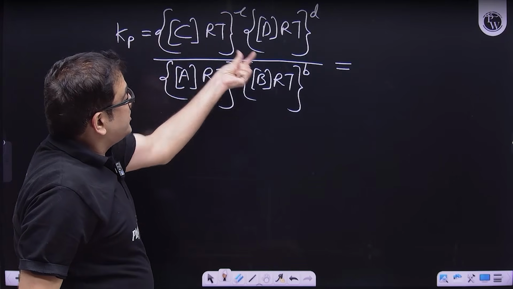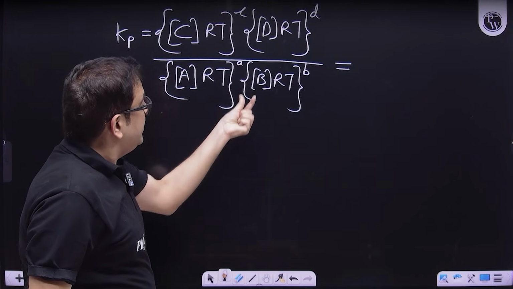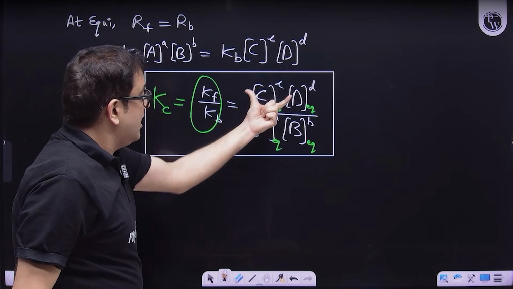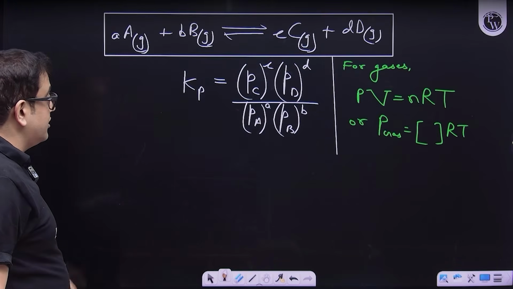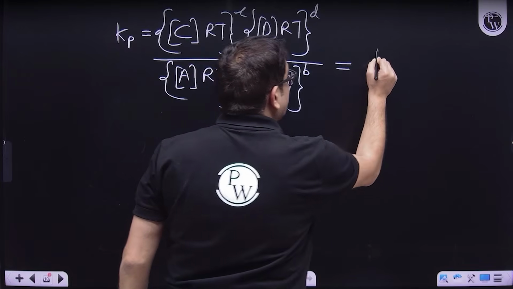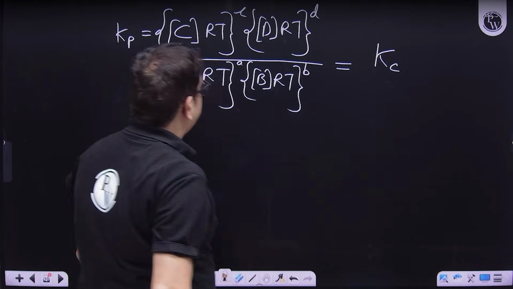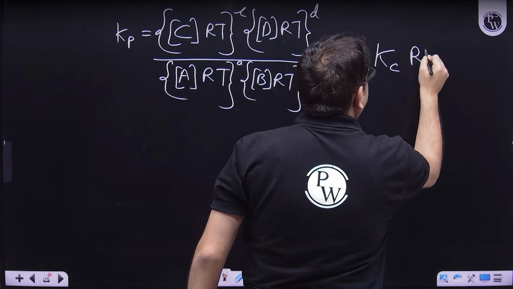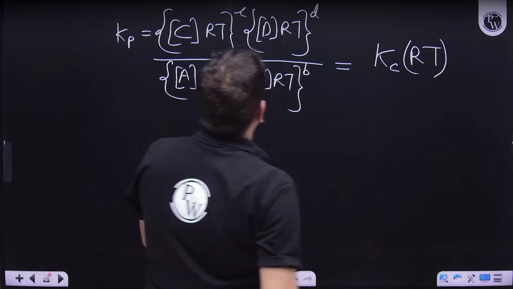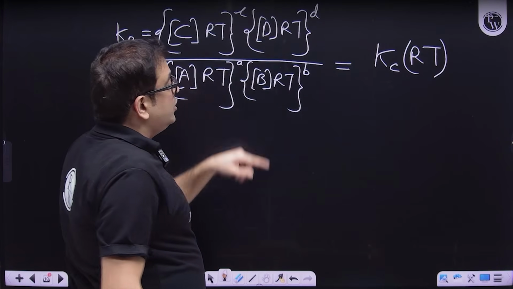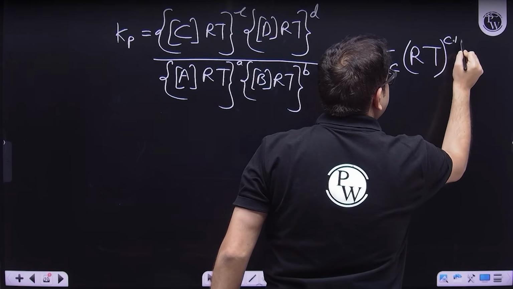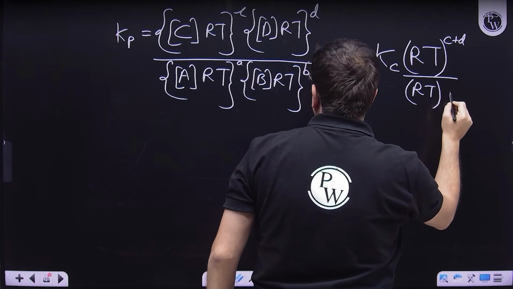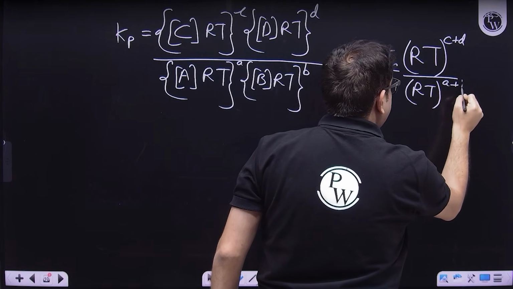Rearrange. Concentration of C raised to power C, D raised to power D, A raised to power A, B raised to power B. What is it? Concentration of products upon reactants raised to the power their stoichiometry. So it will be equal to Kc. But sir, RT is left. No worries. RT into, in the numerator you will have C plus D. In the denominator you will have A plus B.